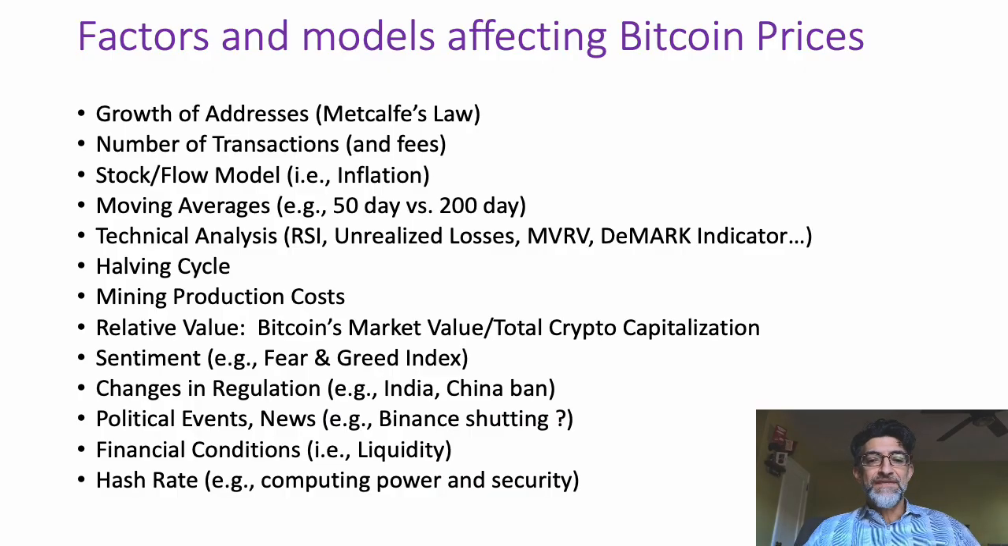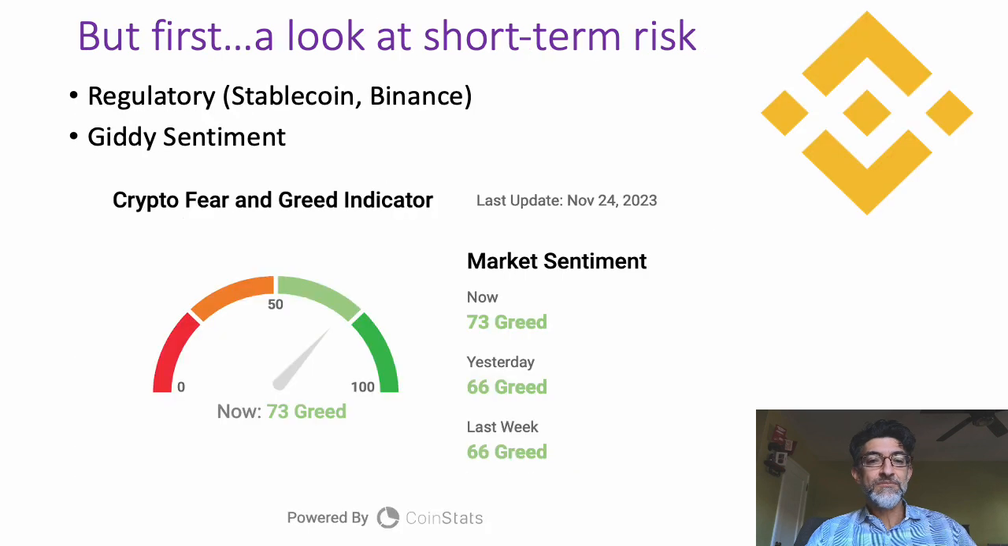So there are many, many factors that affect Bitcoin prices. We're only going to focus on those four that I mentioned before, but some other factors, in case you're interested in doing your own research, are growth in addresses. That's a long-term factor. Number of transactions. That's a long-term factor. Stock to flow model, moving averages, technical analysis. I know they say technical analysis is voodoo for men, but I actually think it works in crypto and Bitcoin. And it goes on and on. You can read this list on your own.